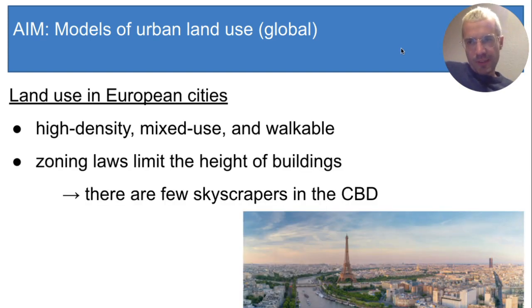Secondly, European cities have zoning laws that limit the height of buildings downtown, and that means that there are not a lot of skyscrapers in the CBD. Instead, historic buildings like cathedrals are preserved as the tallest structures. And as you can see in this picture of Paris, the tallest structure is the Eiffel Tower, not a skyscraper.